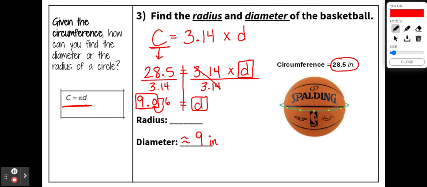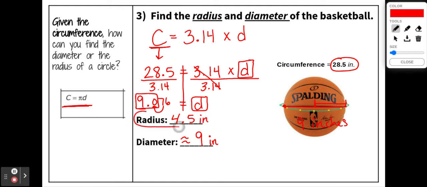Now, radius. Radius is half of the diameter. If the diameter all the way across is 9 inches, what would just halfway across the circle, what would be from here to here? Well, that would be half of 9. So if I took 9 and divided it by 2, I would get 4.5. So my radius would be 4.5 inches. That would be halfway through the basketball.